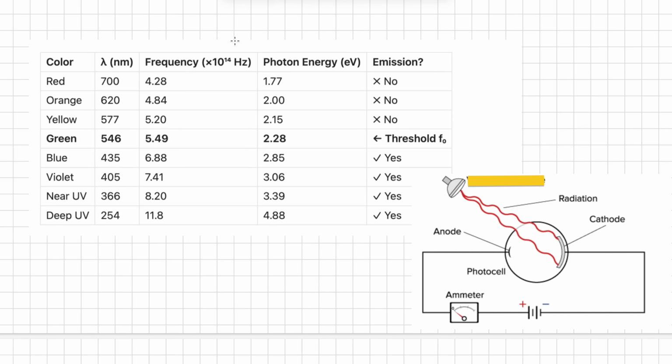And let's analyze this table. So we are changing the frequency here by changing the source. We are using red light, orange light, yellow, green, blue, violet, near UV, deep UV. So we are changing the frequency. So in this case, threshold frequency is around 5.49 times 10 to the power of 14 hertz. When you use a red light, its frequency is only 4.28 times 10 to the power of 14 hertz. That number is less than the threshold frequency. So there is no emission.